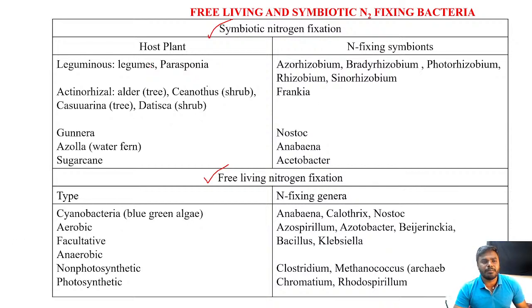Nitrogen fixing symbionts. All the rhizobiums like Azorhizobium, Bradyrhizobium, Photorhizobium, Sinorhizobium. These are all the rhizobium species, friends. So they are all living on what plant? Leguminosae. Best example you can remember, groundnut. You can remember groundnut and you remember Parasponia. I want you to remember these two plants.